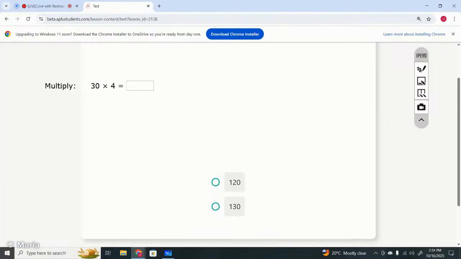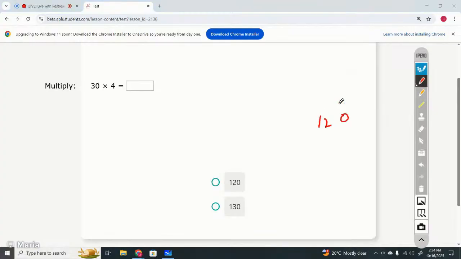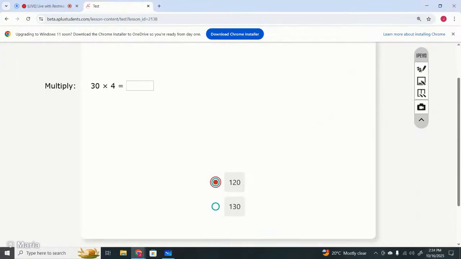30 times 4, which is the correct option? 3 times 4 is 12. Then add a 0. That is 120. Option number 1 is the correct option.